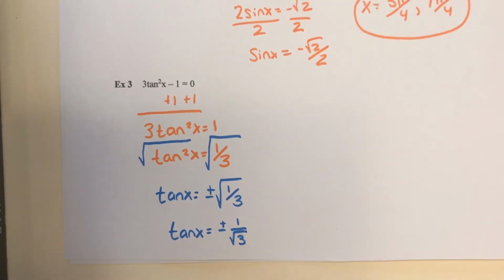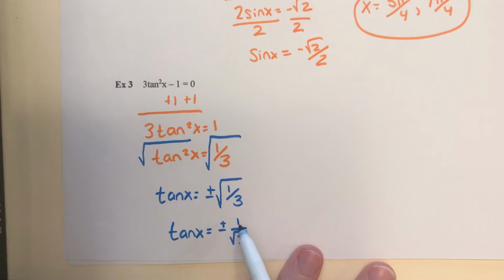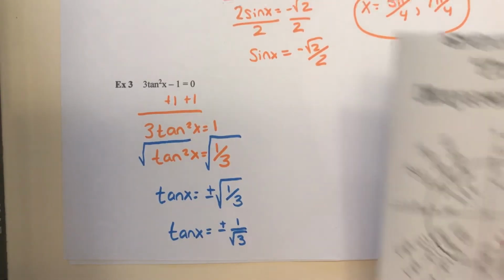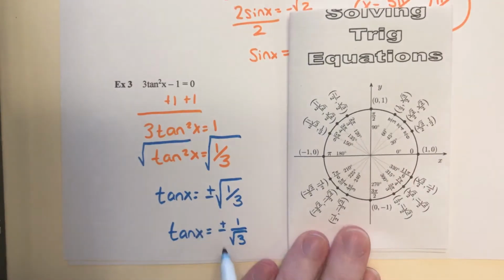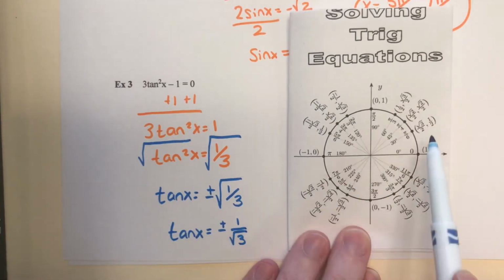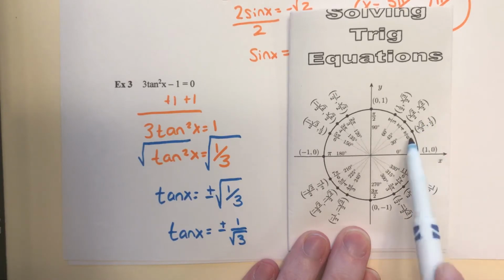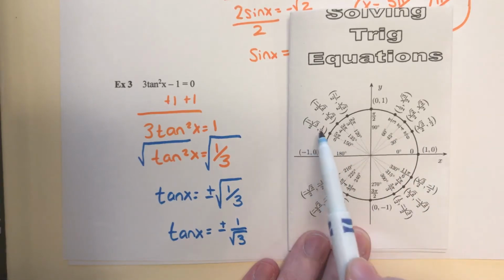Now on the unit circle, we don't have tangent, but we do know that tangent is equal to sine over cosine. So I've got to think to myself, where is sine over cosine 1 over root 3? So if I look at my unit circle, and it could be positive or negative, so 1 over root 3 would take place at pi over 6. And then negative 1 over root 3 would take place at 5 pi over 6.